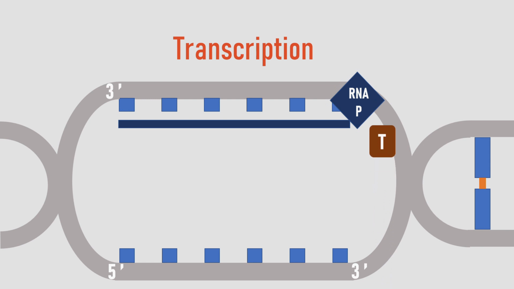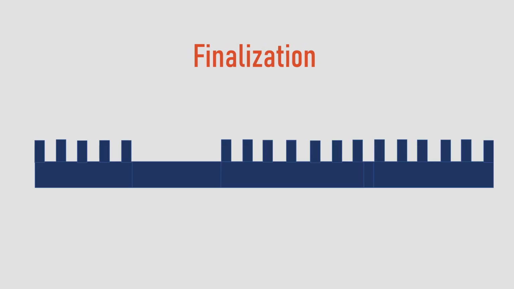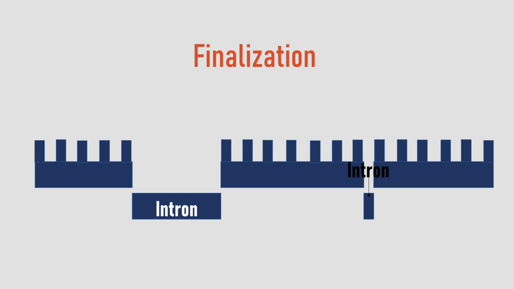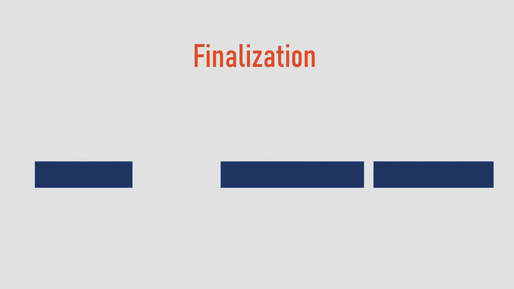Finally, the RNA polymerase would come in contact with the terminator, which makes the RNA polymerase detach from the DNA and release the newly synthesized mRNA, ending transcription. To finalize the mRNA, non-coding segments called introns are spliced, while the coding segments called exons are kept to create the final mRNA.